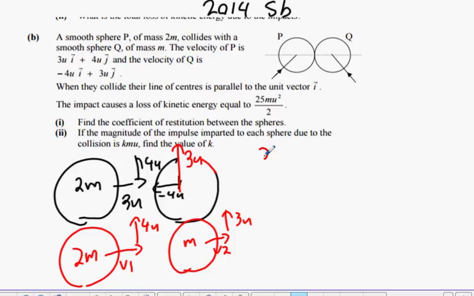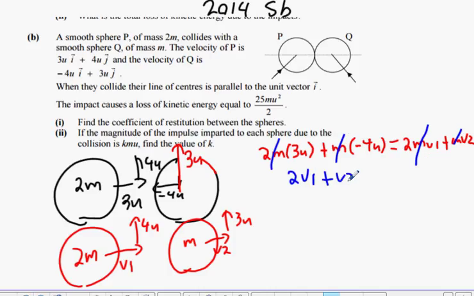Mass times velocity, 2m times 3u, and after that, m times minus 4u equals 2m v1 plus m v2. What's left? 2v1 plus v2 equals 6u minus 4u, 2u. Then the law of restitution: e times v1 minus v2.